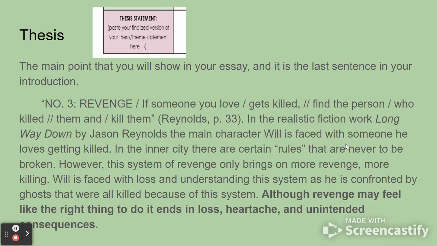And so we get, after that, the last piece on there was the thesis statement. So what is it that your book is? Now, you can copy and paste what you had before in the pre-writing. That was part of it, is setting this up. Mine was, although revenge may feel like the right thing to do, it ends in loss, heartache, and unintended consequences. And then that would be your whole introduction there.